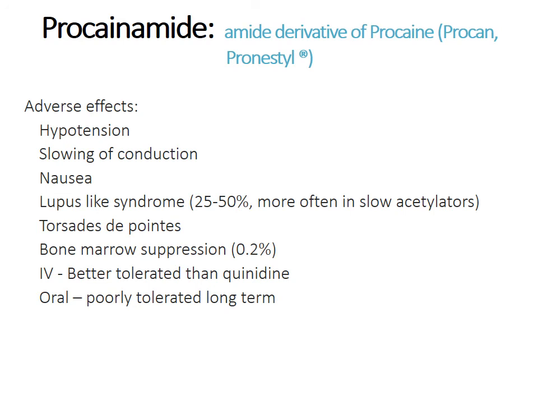So some adverse effects we can see: hypotension, slowing of conduction. For patients who are slow acetylators, this is another drug which can potentially cause that lupus-like syndrome that I remember seeing with the drug hydralazine. So around 25 to 50% of patients may develop this. Obviously torsades is another potential here, potentially bone marrow suppression. If you're going to use this for something like chemical cardioversion, IV would be better tolerated than quinidine, but orally it's not really tolerated all that well in the long term.